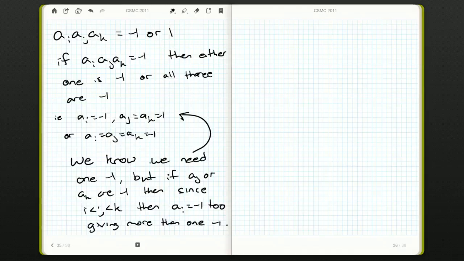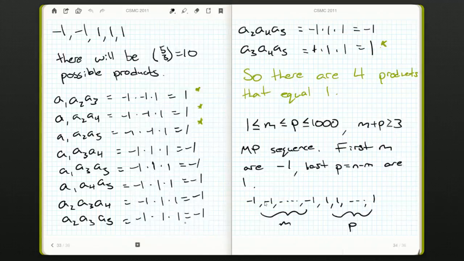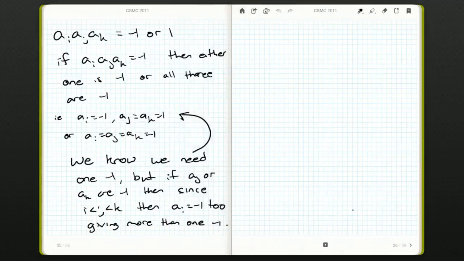so you may be wondering to yourself, well, we need either 3 negative 1s or 1 negative 1 and 2 positive 1s. Why can't we have AI be 1, AJ be negative 1, and AK be 1? Well, the reason is, the way the MP sequences are set up, the negative numbers all come before the positive numbers. So if I know that AK is negative 1, that means that AJ and AI must also be negative 1, because AI and AJ come before AK. So if you have a negative 1, everything before it had to be a negative 1 as well. Okay, and that would contradict the fact that we only need 1 negative 1 in this case. All of them being negative 1, that's a completely separate thing.